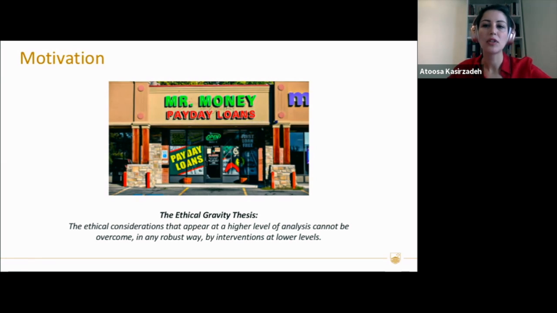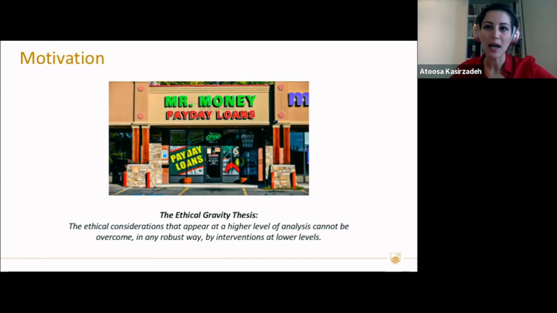So in this talk, I'm going to argue for a particular thesis about the relationships between these different ethical projects, what we call in this paper the ethical gravity thesis. In order to make this thesis precise, I need to do a little bit of work. But for now, take it as a thesis that ethical problems at higher levels of analysis of an artificial intelligence system can't be reliably ameliorated by interventions at a lower level of analysis. The toy example that I started the talk with, the payday loan case, was meant to illustrate this principle.